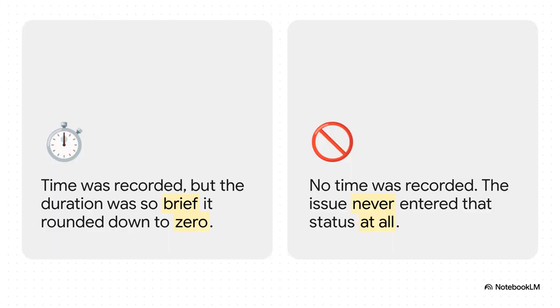Okay, this is a quick one, but it's super important because it trips a lot of people up. A 0 versus a dash. What's the difference? If you see a 0, it means something did happen. The issue hit that status, but it was so quick, like blink and you miss it quick, that it just rounded down to 0. Now, a dash, that means the issue never, ever touched that status. It's a tiny visual difference, I know, but it means two completely different things.